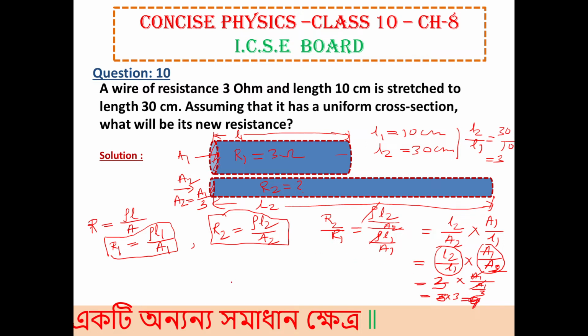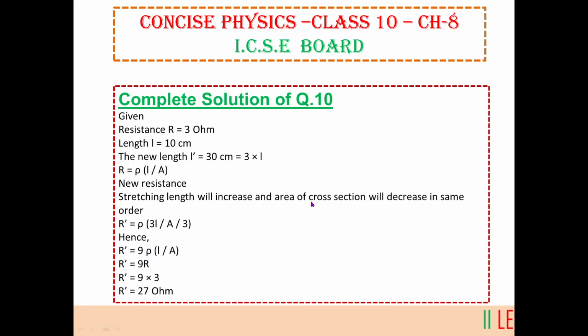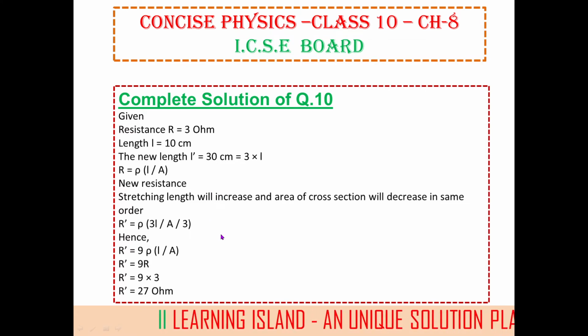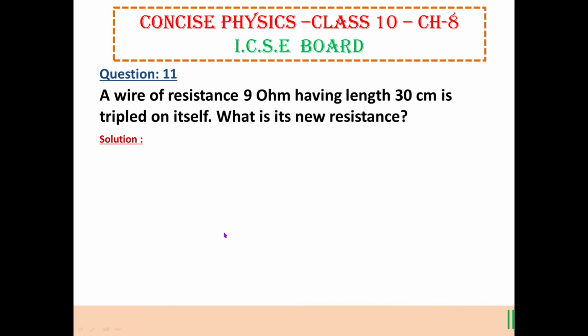So that means R2 by R1 I am getting 9. Again R1 is 3. So if I put R1, R2 equal to 9 into 3 equal to 27 ohm. So the answer will be 27 ohm. You can see the final answer. So hope you got it very easily and understand it. Now go to the next.